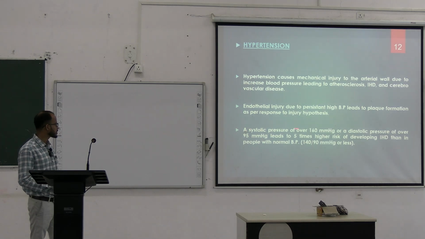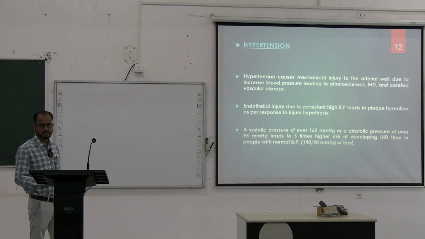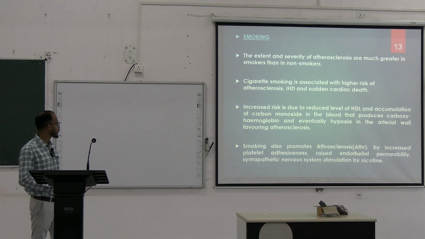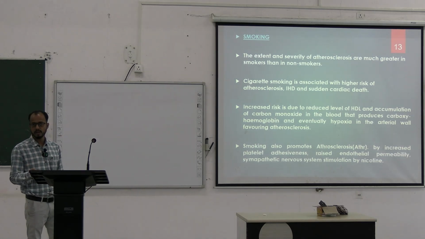I will discuss in the next few minutes. It has been noted that systolic blood pressure over 160 mm of mercury and diastolic blood pressure over 95 mm of mercury carries a 5 times higher risk of developing atherosclerosis than the normal population. Smoking also has an effect: a smoker can develop more atherosclerosis than a non-smoker patient.